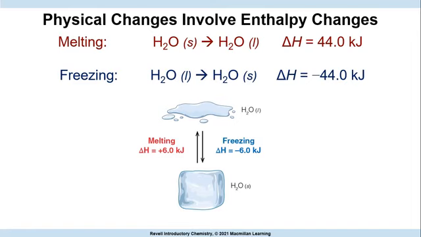Alright, now let's look at the physical changes that are involved with enthalpy changes. For example, when we are melting ice, it needs to absorb heat energy for it to melt. And for freezing, if you want to freeze ice, it has to release energy, so it is exothermic. For the melting, it's an endothermic process, it has to absorb, and for freezing, it's an exothermic process. So same thing here.